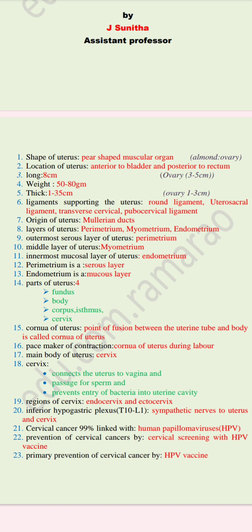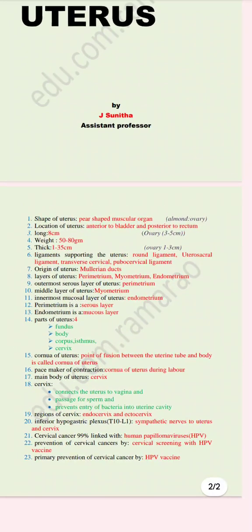Next, primary prevention of cervical cancer. Primary prevention of cervical cancer is the HPV vaccine. We can primarily prevent cervical cancer by giving the HPV vaccine, human papilloma virus vaccine. So these are all the MCQs from the uterus.